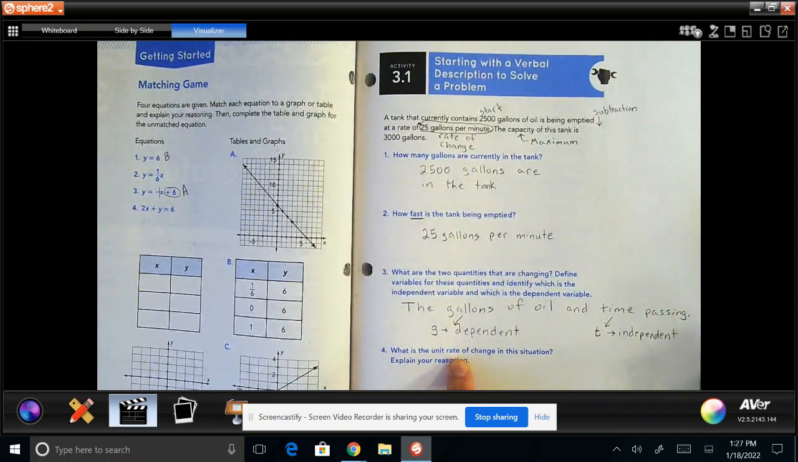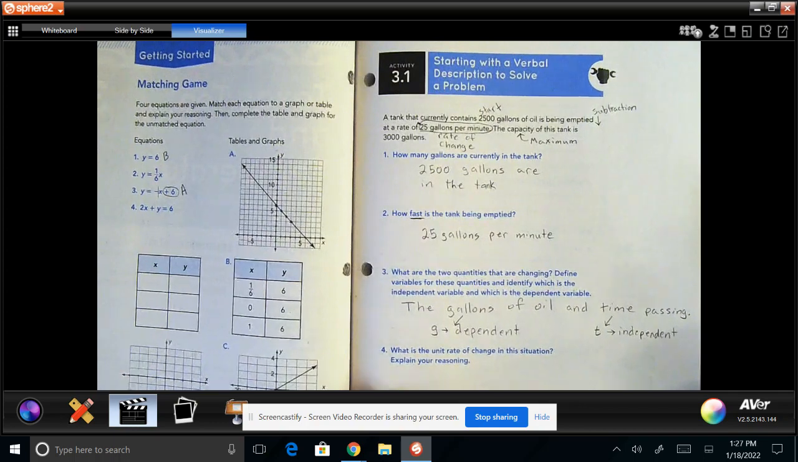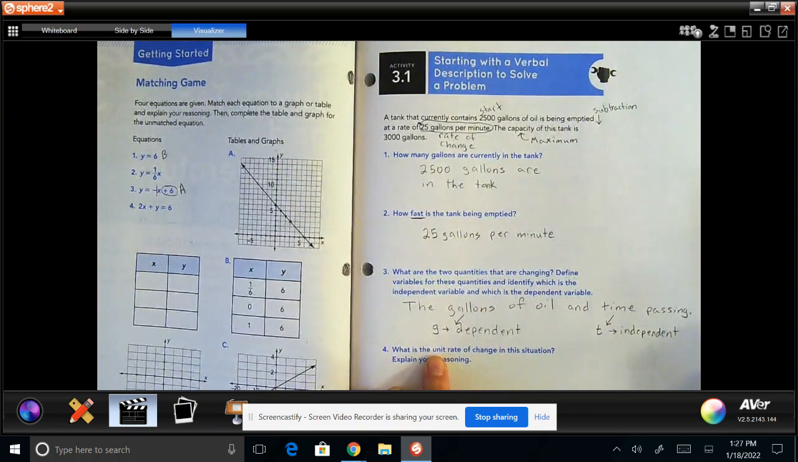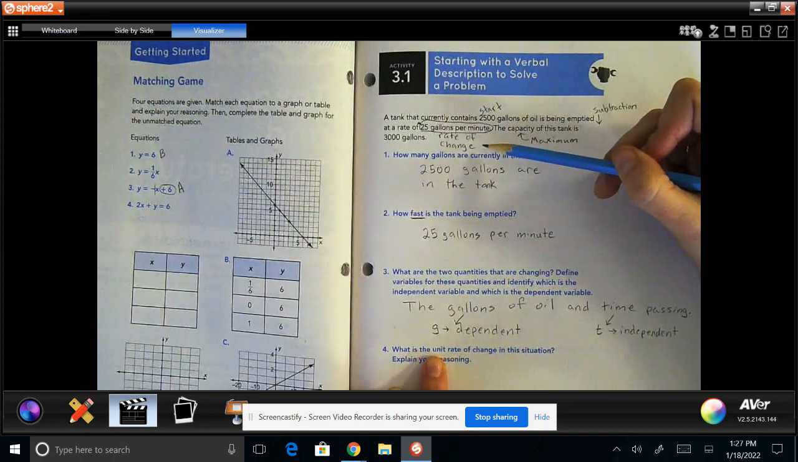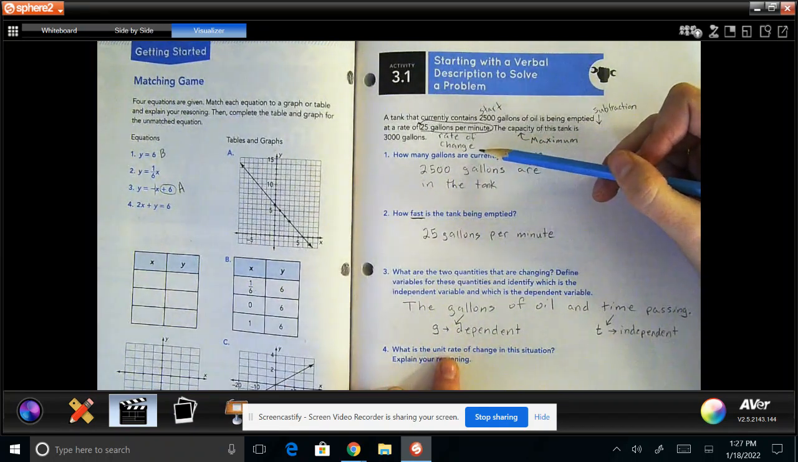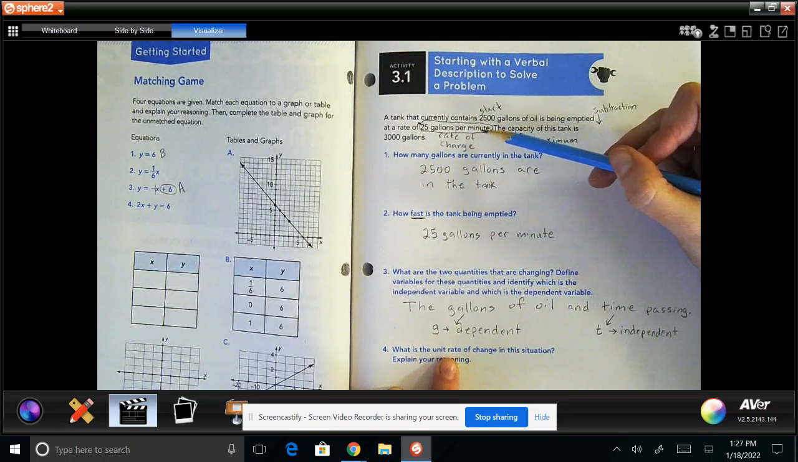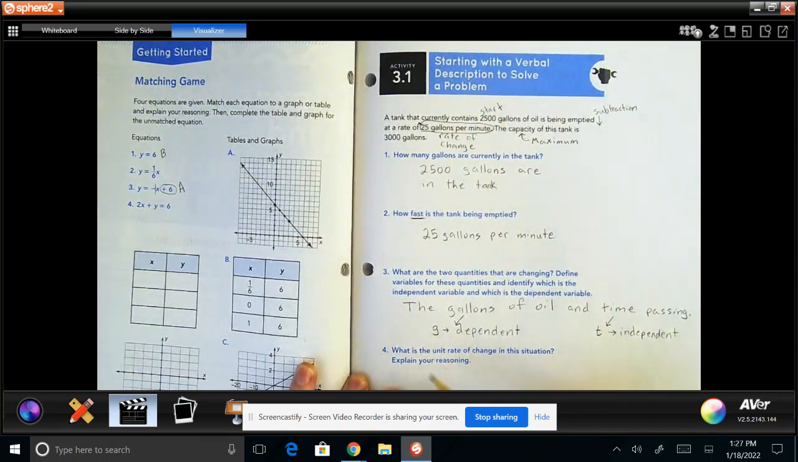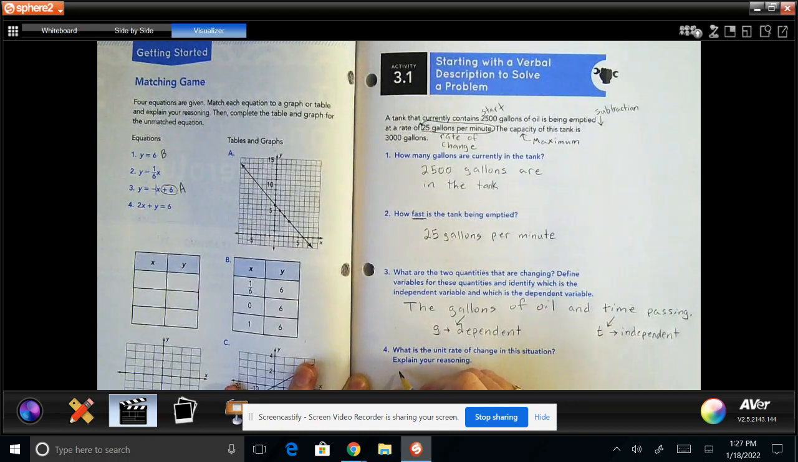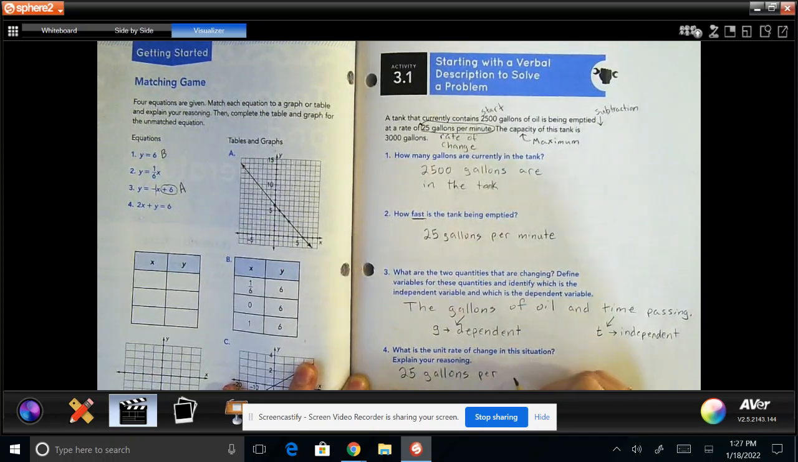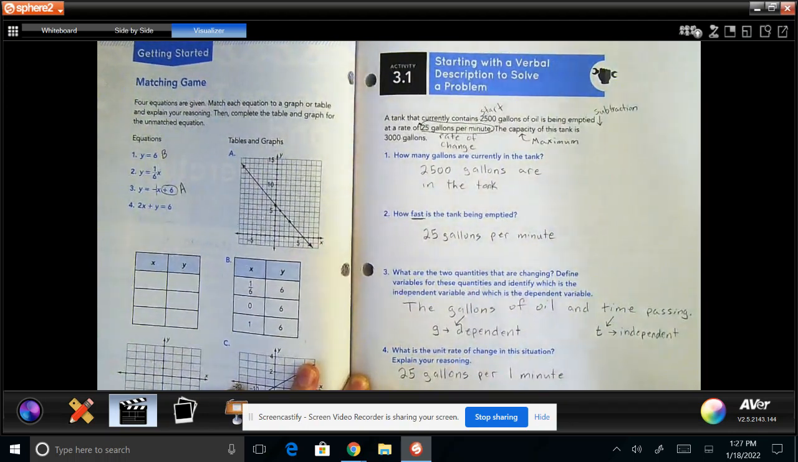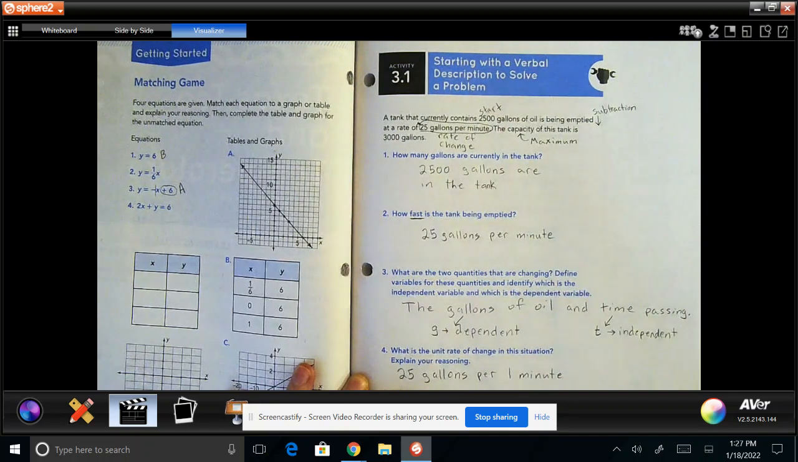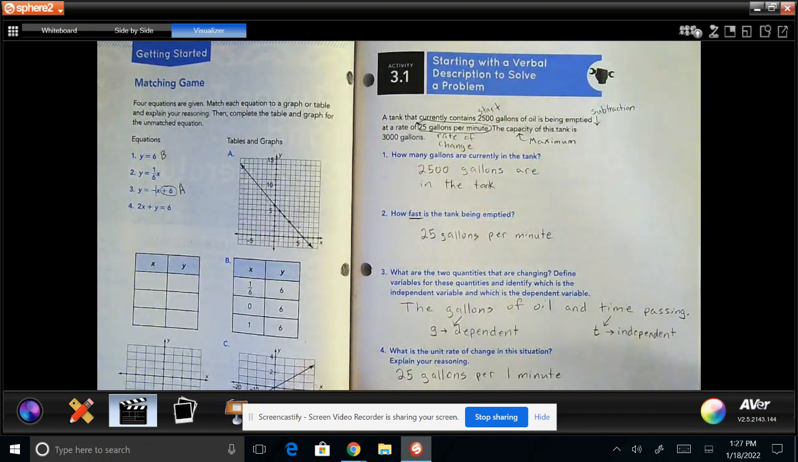What is the unit rate of change in this situation? The unit rate, unit means one, and I already know that the 25 gallons per minute is the rate of change per minute, per 1 minute. So that's a unit. So 25 gallons per 1 minute is my unit rate. So that means for each minute that's passing, 25 gallons of oil is leaving the tank.